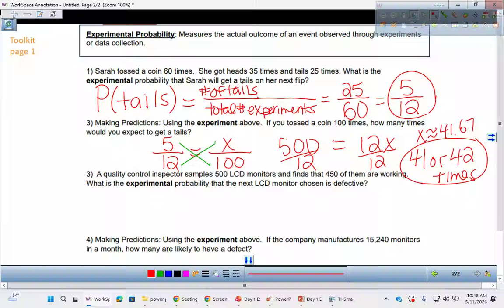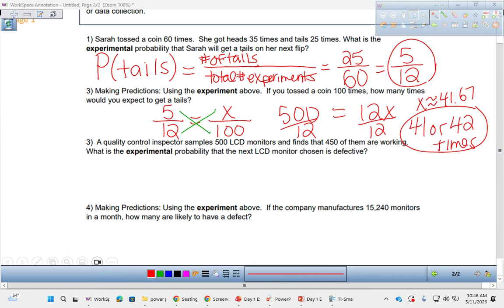A quality control inspector samples 500 LCD monitors and finds that 450 of them are working. What is the experimental probability that the next LCD monitor chosen is defective? Okay, this person's job is to go through these things and check them. They are physically doing the labor. Anytime someone is actually doing something to get this data, it's called an experiment. This is an experiment, okay? This person did this 500 times. That's the total.